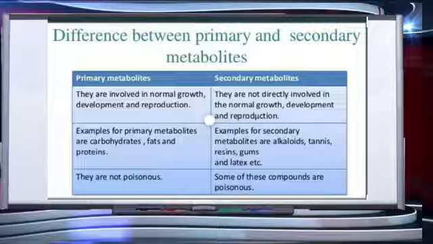Primary metabolites are directly involved in physiological processes like normal growth, development and reproduction, whereas secondary metabolites are not directly involved in physiological processes. Examples of primary metabolites are macromolecules. These are carbohydrates, fats and proteins. Whereas secondary metabolites are alkaloids, tannins, resins, gums and latex. Primary metabolites are not poisonous. Some of the secondary metabolites are poisonous in nature.